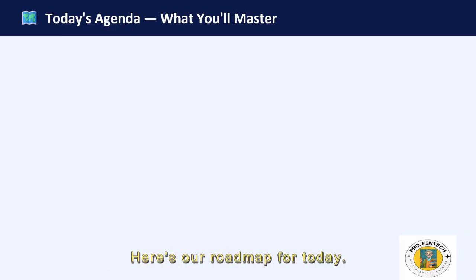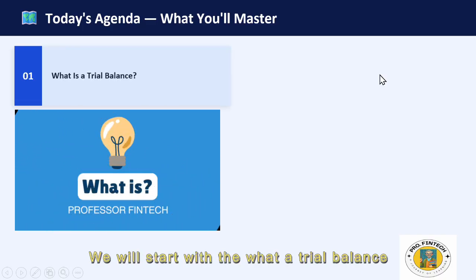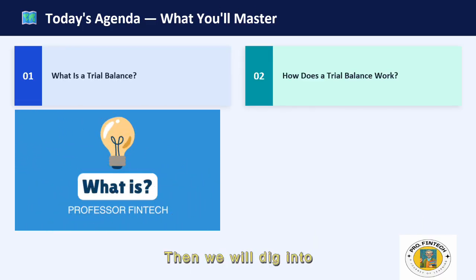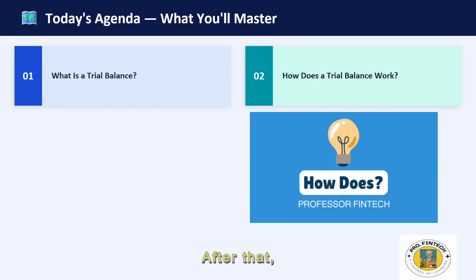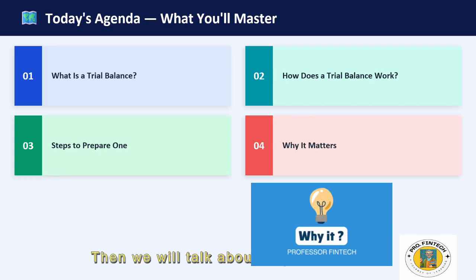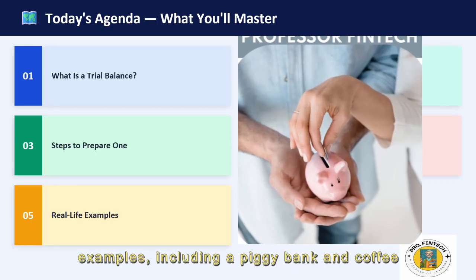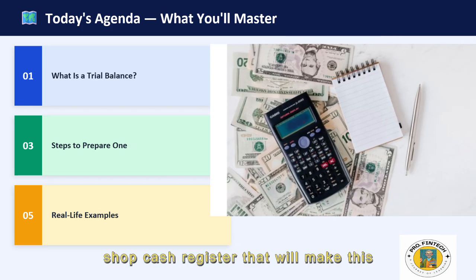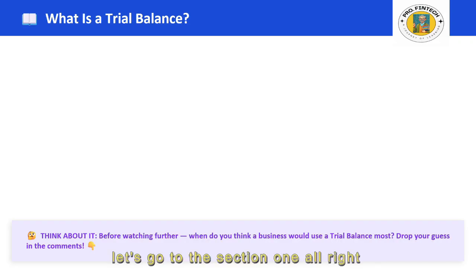Here's our roadmap for today. 6 sections, each building on the last. We will start with the what: what a trial balance actually is. Then we will dig into how it works, the whole debit credit thing made super simple. After that, I will walk you through the exact 3 steps to prepare one. Then we will talk about why it matters so much in real business. We will look at 3 real life everyday examples, including a piggy bank and a coffee shop cash register, that will make this concept click instantly. And we will finish with a quiz, 3 questions to test what you have learned. Ready? Let's go to section 1.